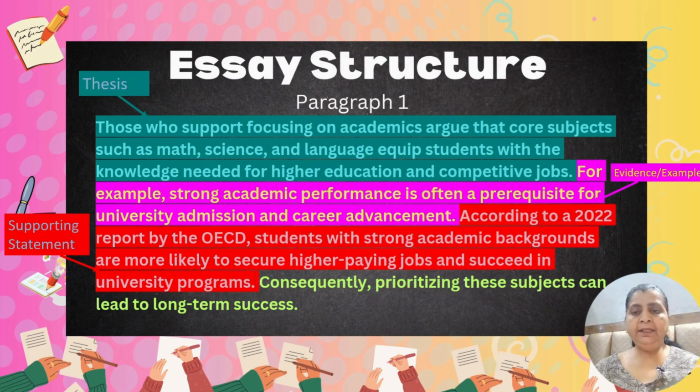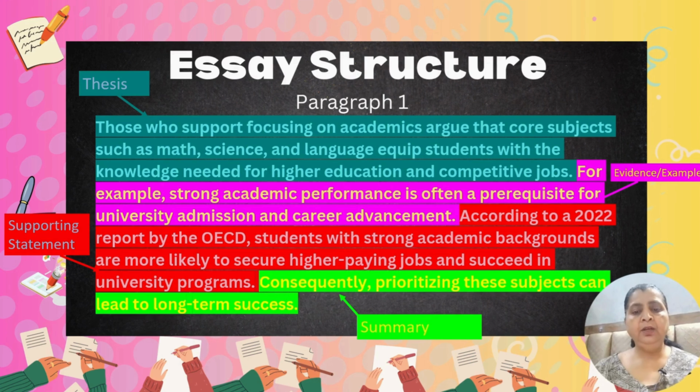The highlighted text in red is your supporting statement. The statement that is supporting your example, your thesis. Okay. And finally, the light green highlighted sentence is your summary. Okay. You can take a screenshot to understand the structure of the paragraph. Allow me to proceed.